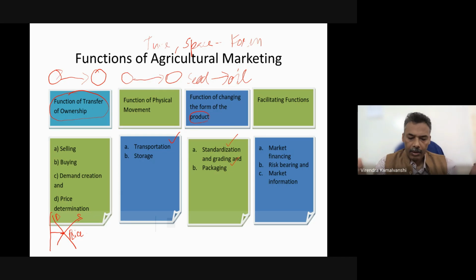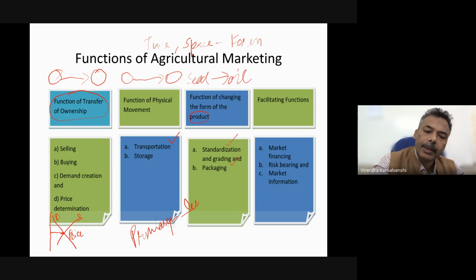So now earlier they were assorted. Now you have packed in a proper way. Okay. So this way you are changing the form. So all these functions of agricultural marketing are the primary functions. Okay. We have primary function, we have secondary function, and we have tertiary function.